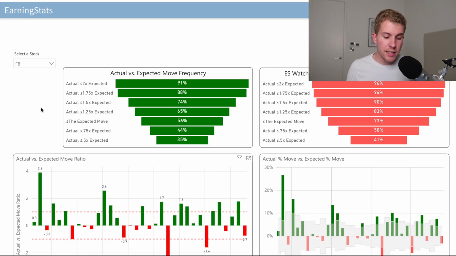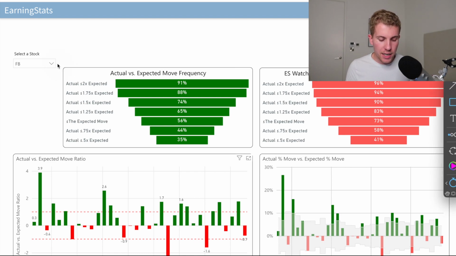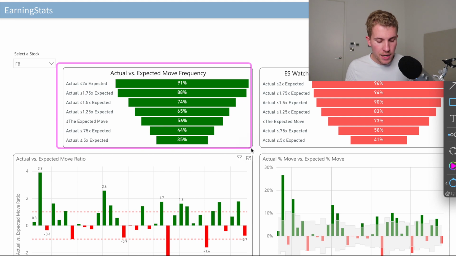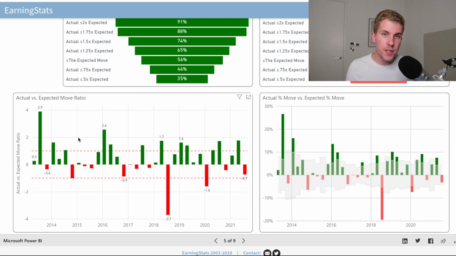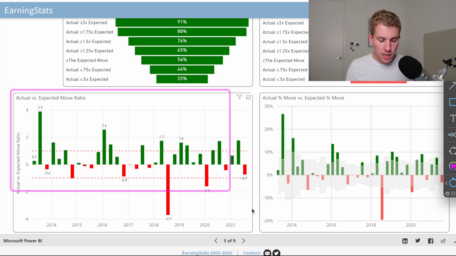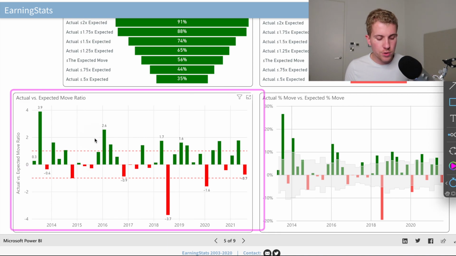Then when we go into the next page, you basically have the same data that you've seen for Facebook, but in a more visual way. You can see the actual versus expected move frequency, but you can also see it in a more visual way in terms of magnitude of the movement. If we look at, for example, this block, you can see the actual versus expected move ratio, and that is going to help you understand how much actually Facebook moves. In that example, how much does the stock move during its earnings?